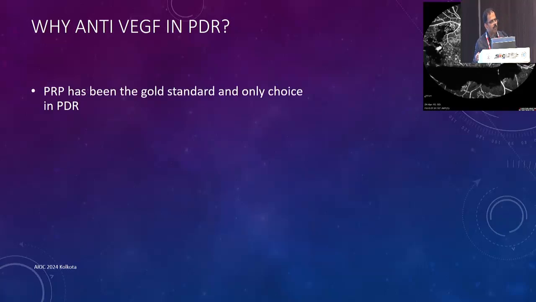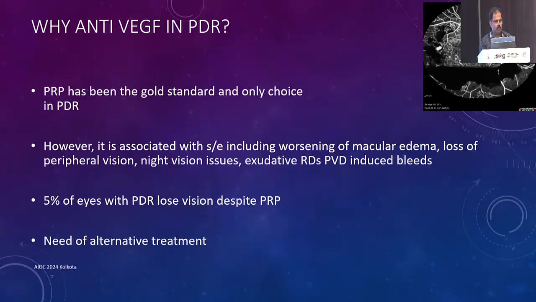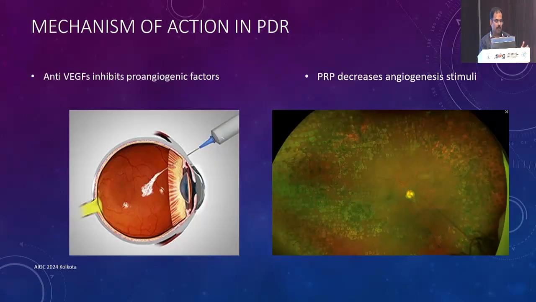Why would anybody use anti-VEGF? PRP is the gold standard, but sometimes there can be worsening of macular edema and decrease of vision, peripheral vision, and night vision. All those problems also come with panretinal photocoagulation. And despite PRP, a lot of patients lose vision, so there is an unmet need in some patients.